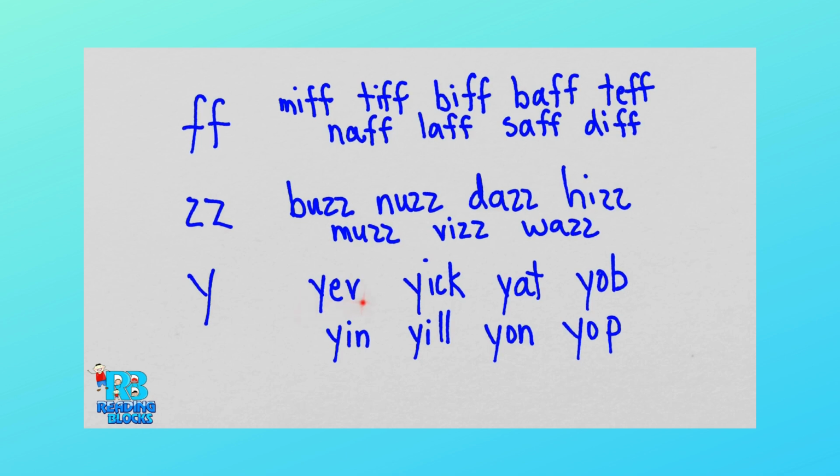Let's try our Y. Y, av, yav. Y, ick, yick. Y, at, yat. Y, ab, yab. Y, in, yin. Y, ill, yill. Y, an, yan. Y, ap, yap. Very good. Let's read these one more time together. Yav. Yick. Yat. Yab. Yin. Yill. Yan. Yap. Very good. Good reading.